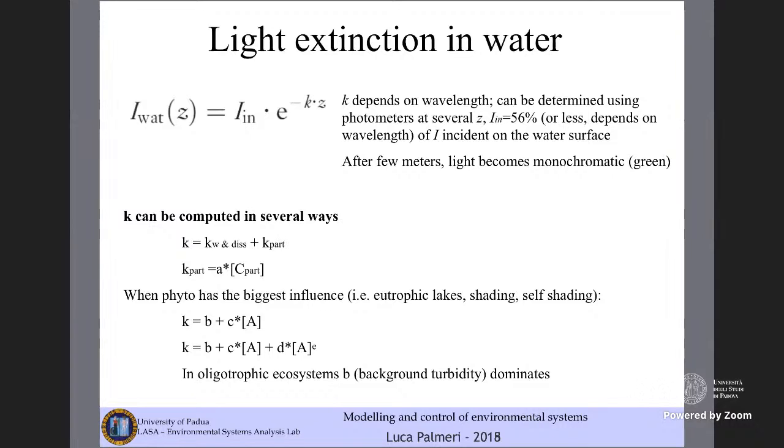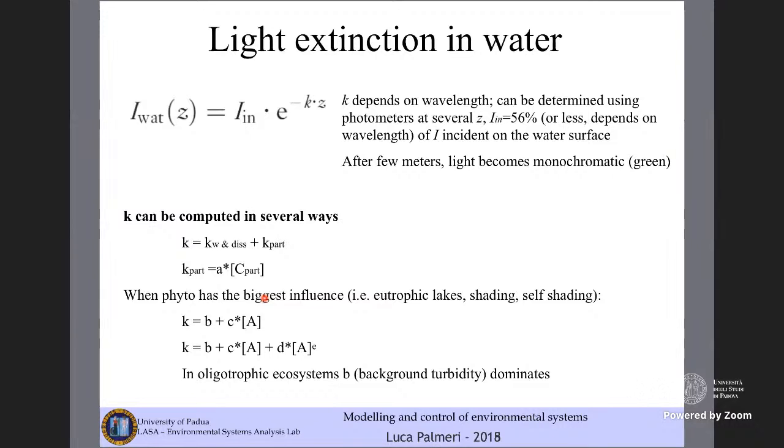We said that K can be computed in several ways. In particular, we may make K depend on water, K in water and dissolved substances, or on the particulate, the K of a particulate itself. We have models that link the K of a particulate to the concentration of the particulate, so a linear model linking K with the concentration of a particulate. But we must also say that when phytoplankton has the biggest influence, for example in eutrophic lakes, we have an important self-shading effect.